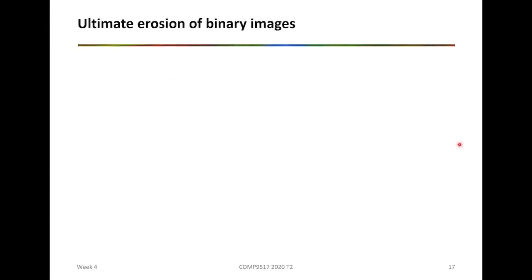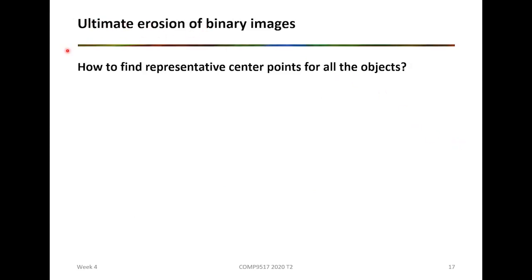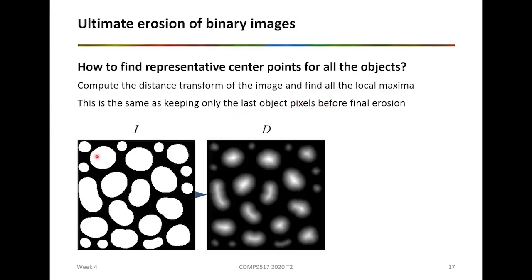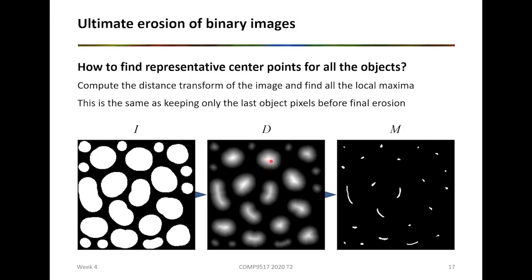Another operation that's very useful is called ultimate erosion of binary images. That gives you the center points, or the center blobs of points of all objects. And you can obtain this from the distance transform. You compute the distance transform of the image, and then you find all the local maxima in the distance transform. So this is the same as keeping only the last object pixels before erosion. If this is the input image, I can compute the distance transform, and now the local maxima are the center points of the objects.